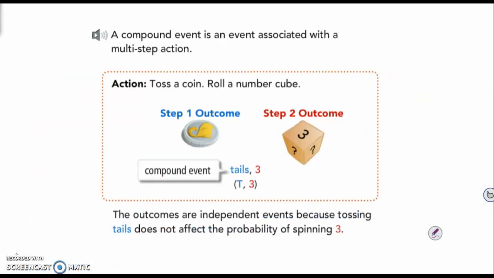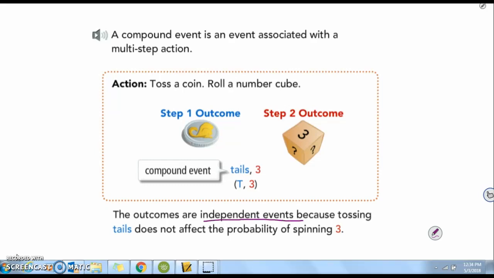A compound event is an event associated with a multi-step action. For example, if our action is toss a coin and roll a number cube. Step 1 outcome, tossing your coin. Step 2 outcome, rolling your number cube. Our compound event means that we could possibly toss the coin and get tails. We could roll the number cube and land on 3. The outcomes are independent events because tossing tails does not affect the probability of rolling a 3. They're 2 different objects that do not affect one another.